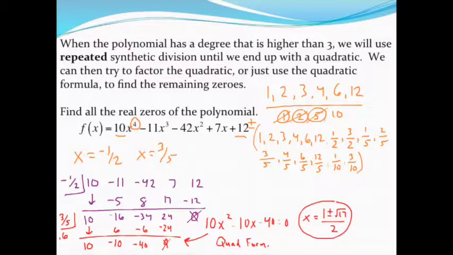So that's 2 of my zeros, and then if I want to list them all in the same place, my other zeros that I found from the list were negative 1/2 and 3/5. So there are all 4 zeros to this polynomial.